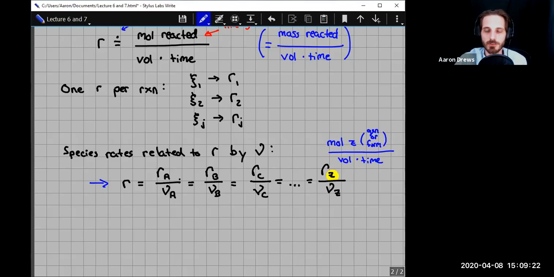Shouldn't it be generated or, oh yeah, thank you. Generated or formed means exactly the same thing. It should be generated or consumed. So it doesn't matter if we're making something or destroying it. Thank you. Generated or consumed. There is no difference between generated and formed. I just misspoke. Thank you for pointing that out.